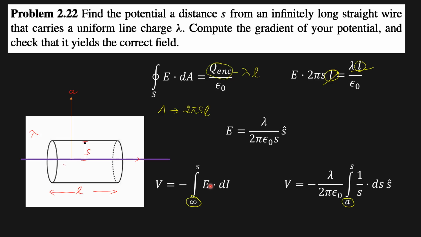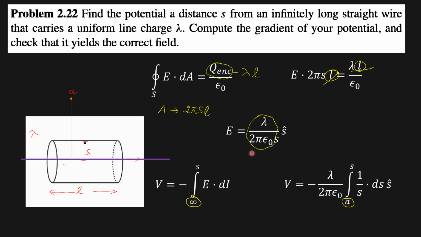Then you replace E. If you replace E, already there is a negative sign. Here you take the constant. Here the constant is lambda over 2 pi epsilon naught. Of course you have a negative sign, minus lambda over 2 pi epsilon naught, and I am bringing 1 over s inside the integral. I am going to integrate it with respect to s. This is our integral, that is the integral between a to s, 1 over s ds.